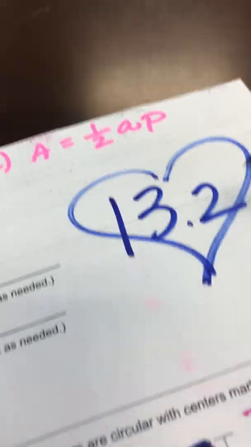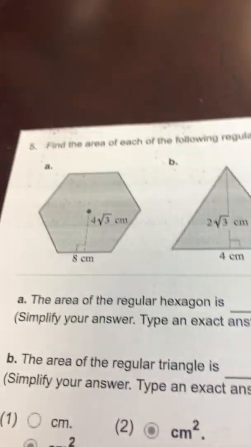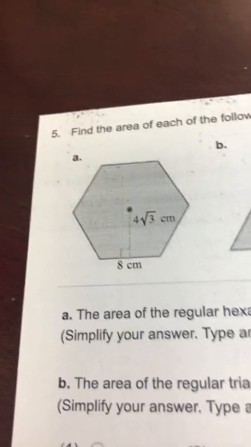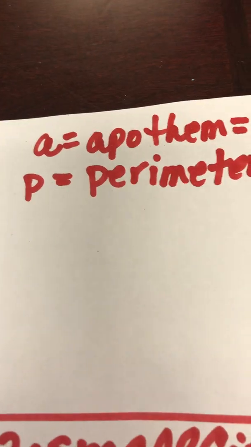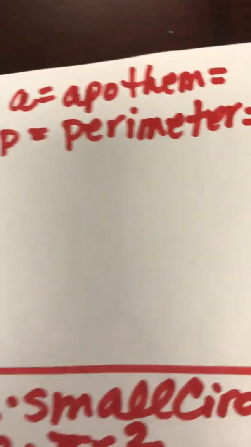Okay, so we're on 13.2, and this is for number 5, part A. It says find the area of this shape, and the formula is area equals 1/2 AP, where A is the apothem and P is the perimeter.